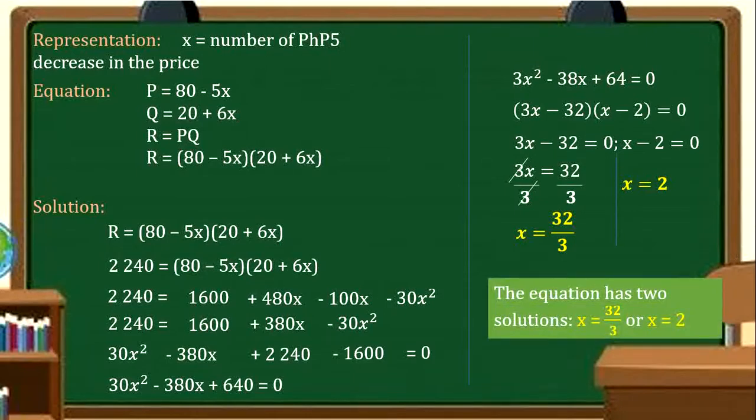So, the equation has two solutions. So, we have x equals 32 over 3 or x equals 2.